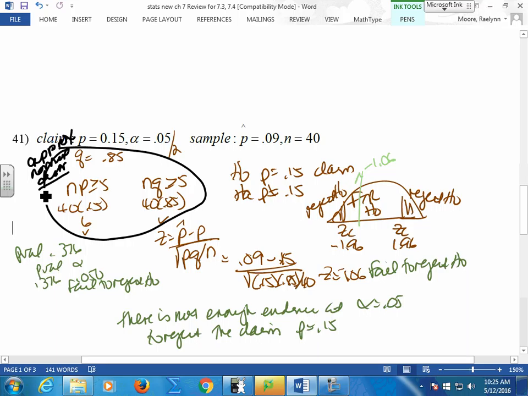Now, how do I know what to use on this? It's giving you a p-hat. Where else do you see a p-hat? Proportions. It's giving you your claim with the p.